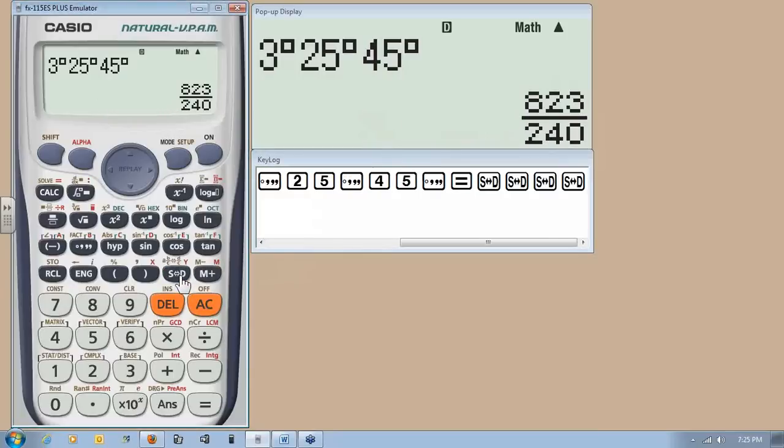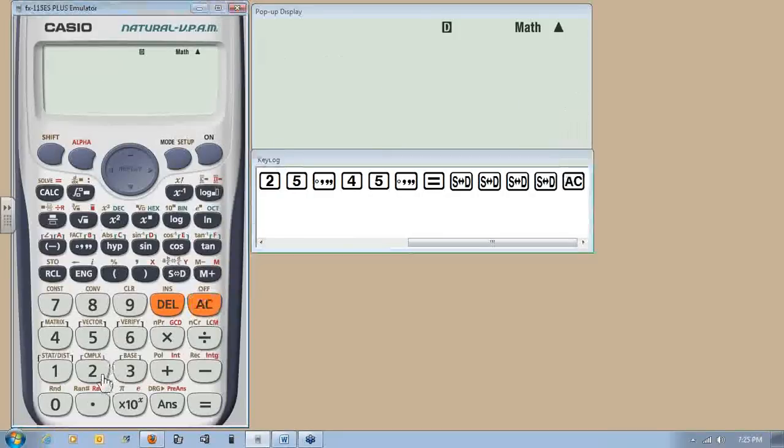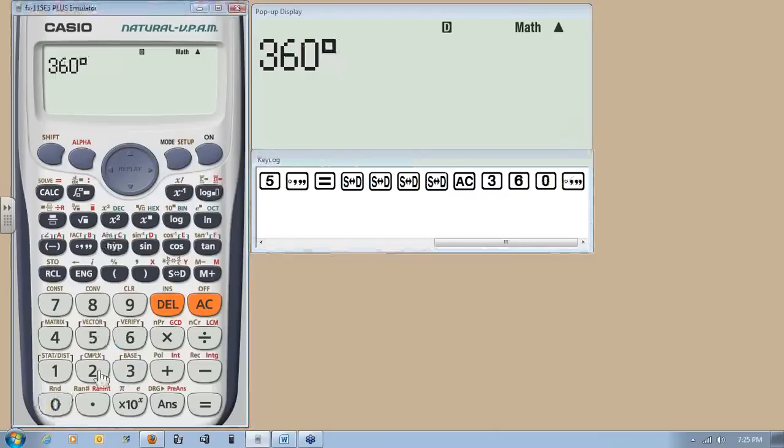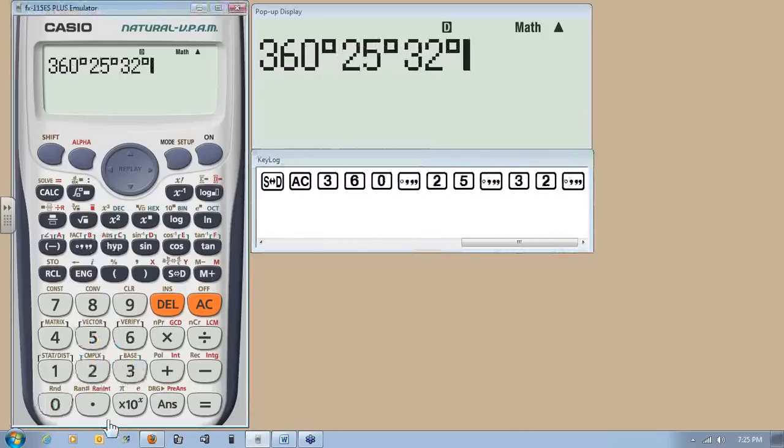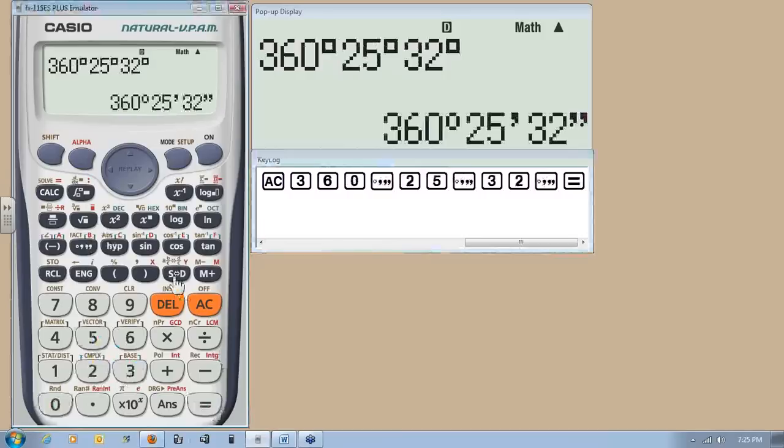If I press it again, it goes right back to the beginning. So you can ask, if it takes 360 hours, 25 minutes, 32 seconds to do something, what is that as a decimal? Equals brings you the answer.